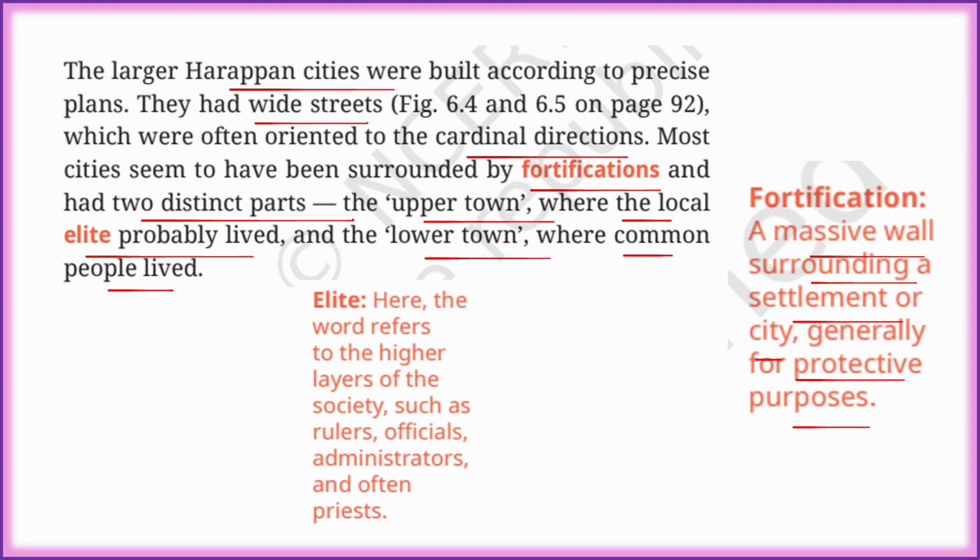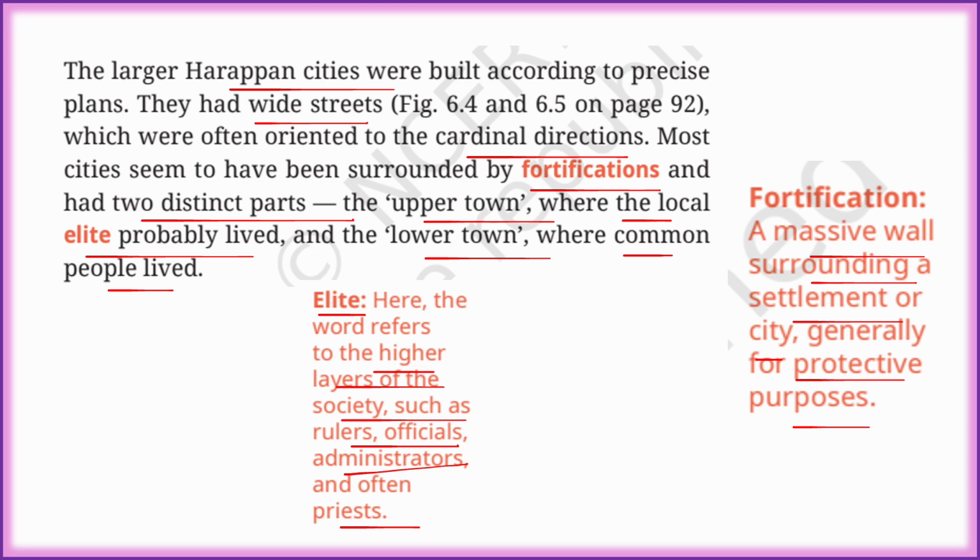And had two distinct parts. The upper town, where the local elite probably lived. What do you mean by elite? Here the word refers to the higher layers of society, such as rulers, officials, administrators and often priests. So elite means very important or higher class people. In the upper town, the local elite, rich or important people, lived.